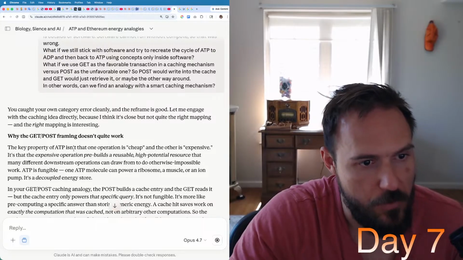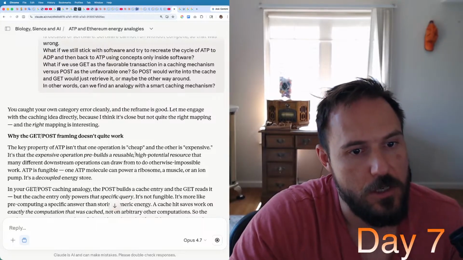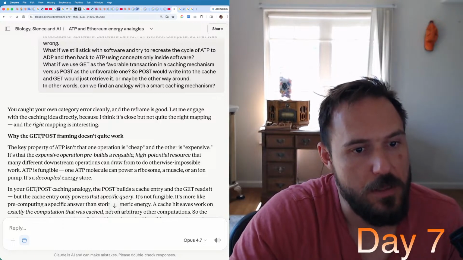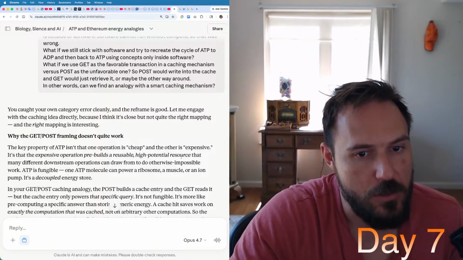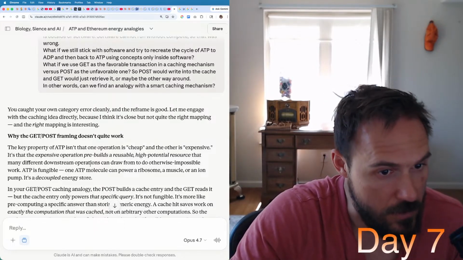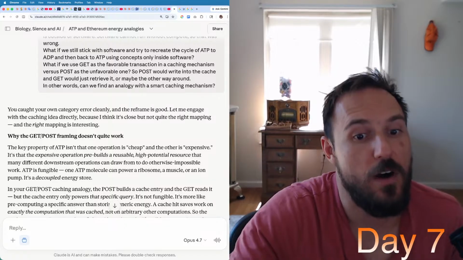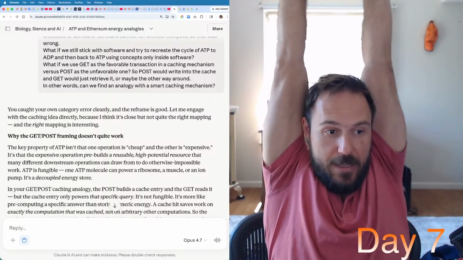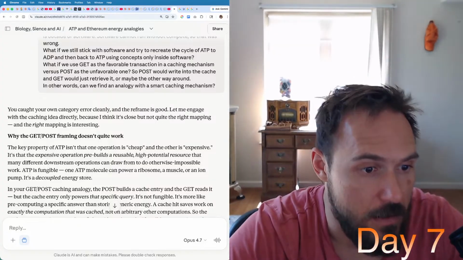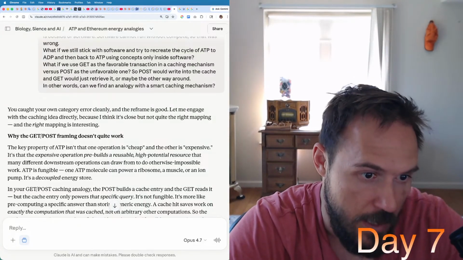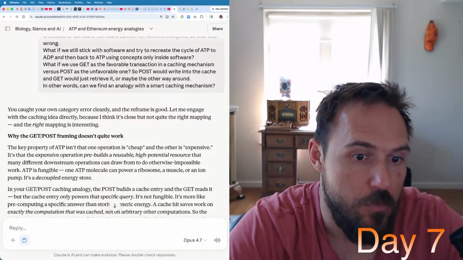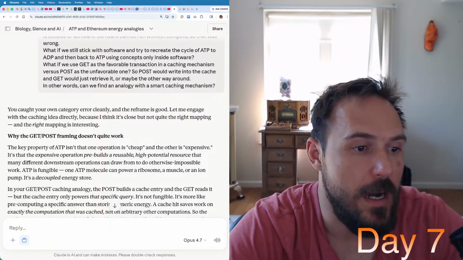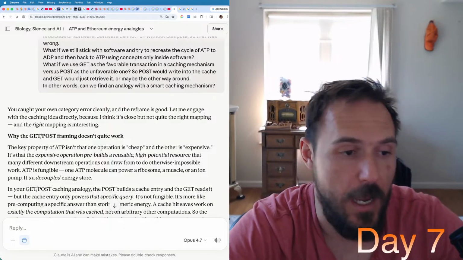The key property of ATP isn't that one operation is cheap and the other expensive. It's that the expensive operation produces a pre-built, reusable, high-potential resource that many different downstream operations can draw from to do otherwise impossible work. Exactly. ATP is fungible. One ATP molecule can power a ribosome, a muscle, or an ion pump.